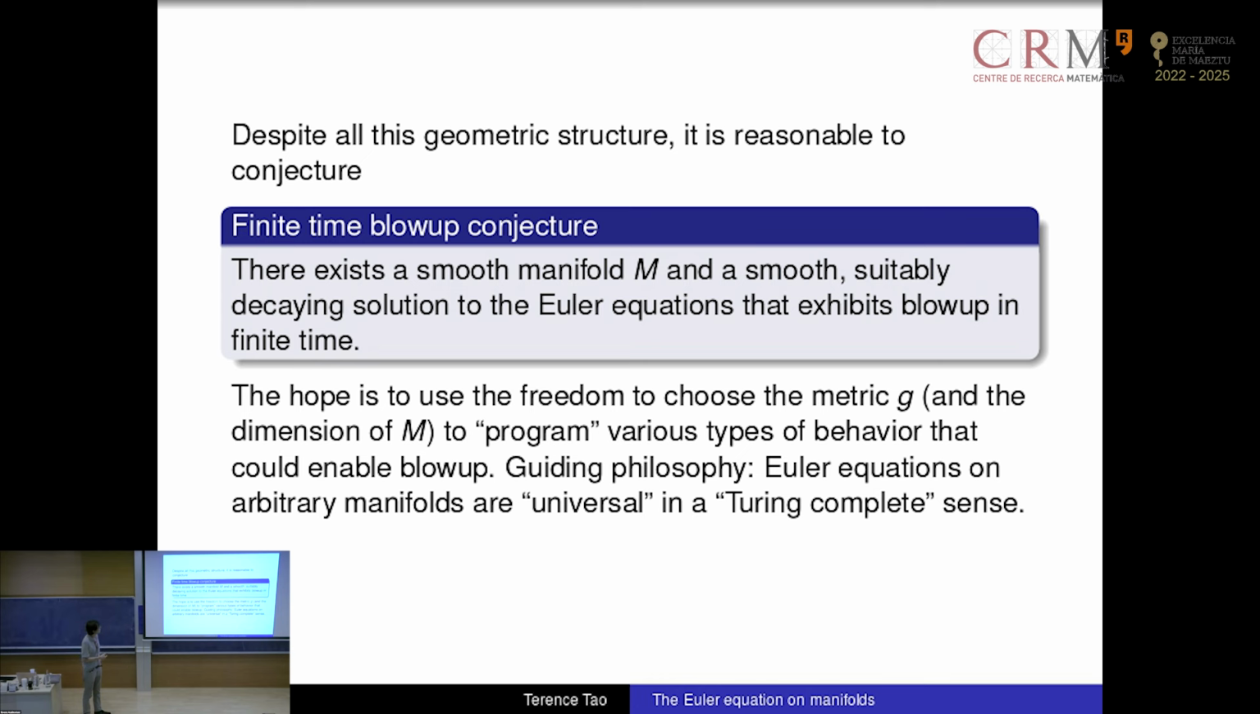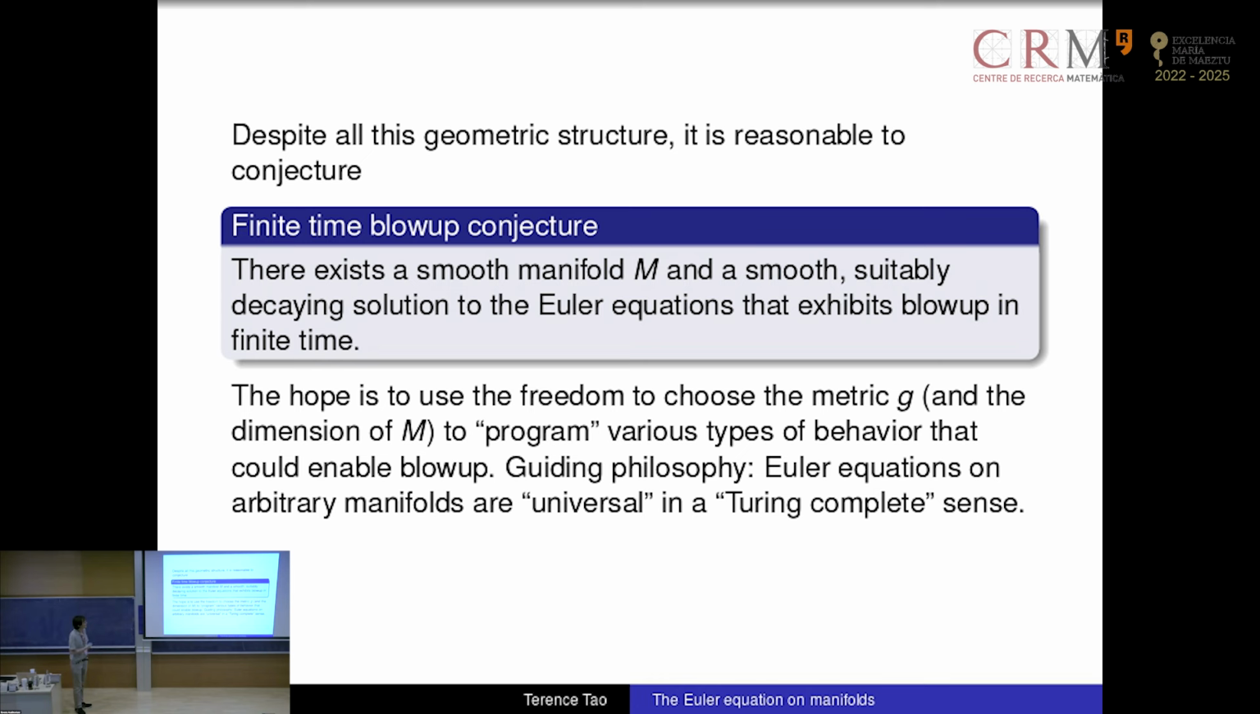People care most about R3, because that's the space we live in. But it should be easier to prove this conjecture if we don't constrain the dimension, because higher dimensions should be worse, more likely to blow up. But also, if we get to choose the metric, then maybe we can use the metric to somehow make it easier to construct a blow up solution.